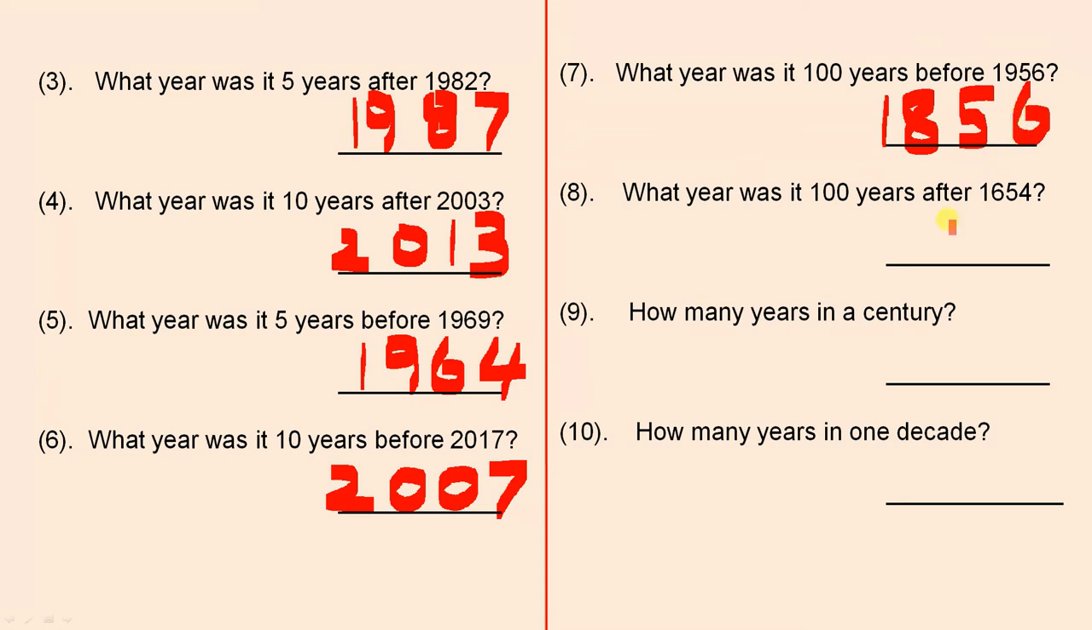What year was it 100 years after 1654? So you add 100 years to that. So it's the next century. So it's 1754.